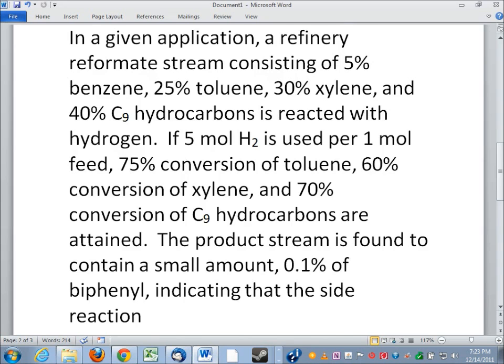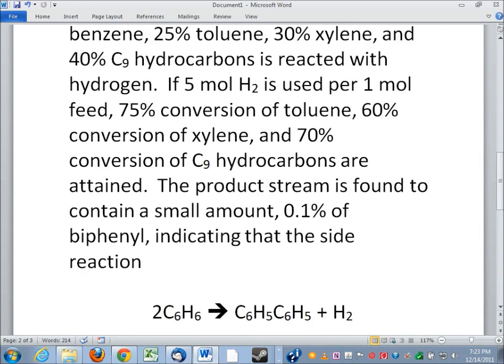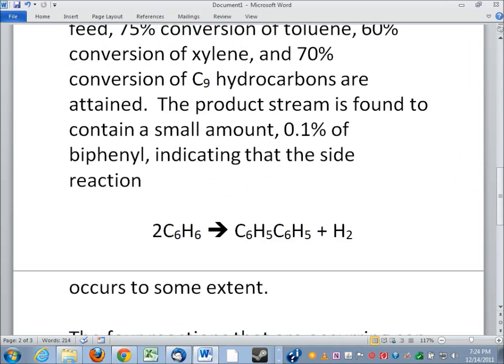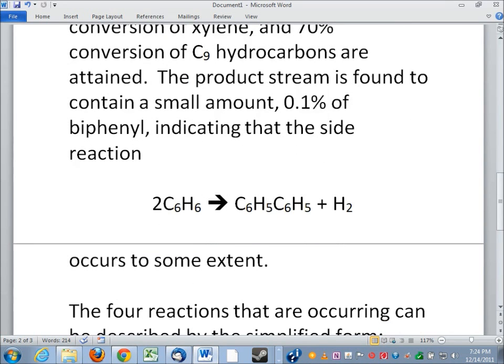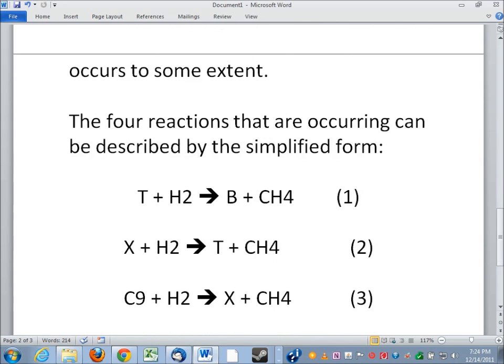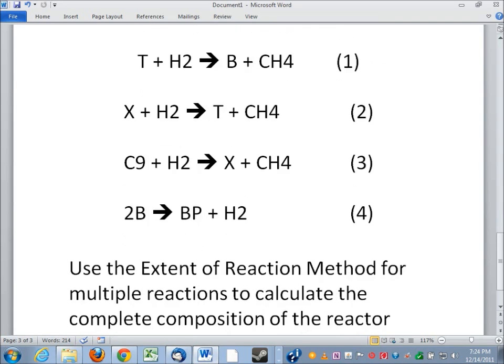The product stream is found to contain a small amount, 0.1% of biphenyl, indicating that the side reaction occurs to some extent. The 4 reactions that are occurring can be described by the simplified form shown on the screen. Use the extent of reaction method for multiple reactions to calculate the complete composition of the reactor output stream.